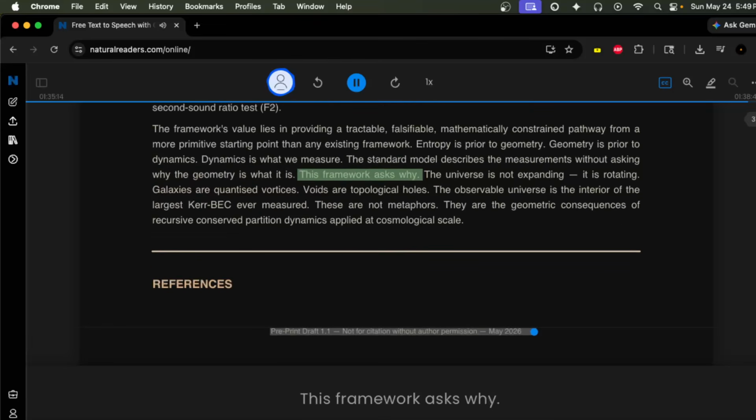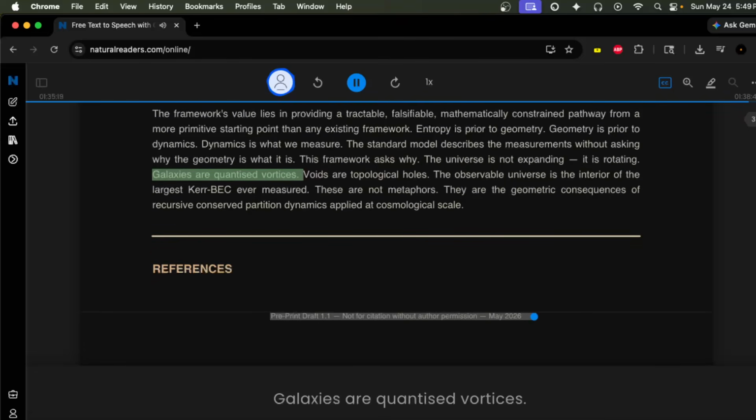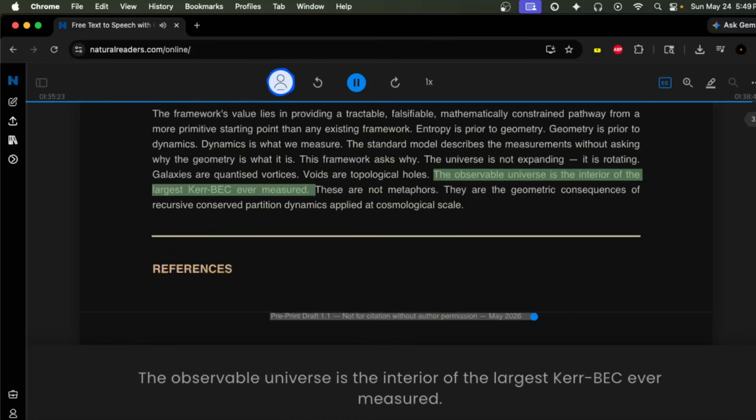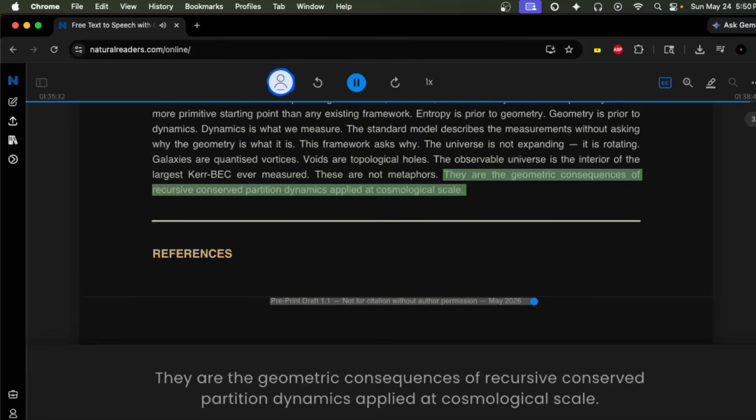This framework asks why. The universe is not expanding, it is rotating. Galaxies are quantized vortices. Voids are topological holes. The observable universe is the interior of the largest vortex ever measured. These are not metaphors. They are the geometric consequences of recursive conserved partition dynamics applied at cosmological scale.